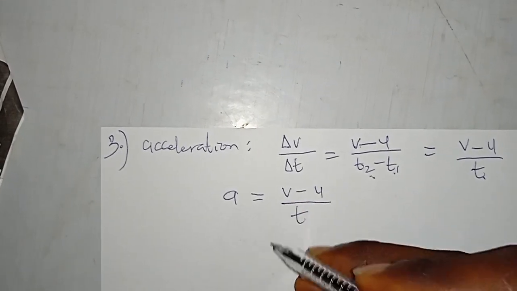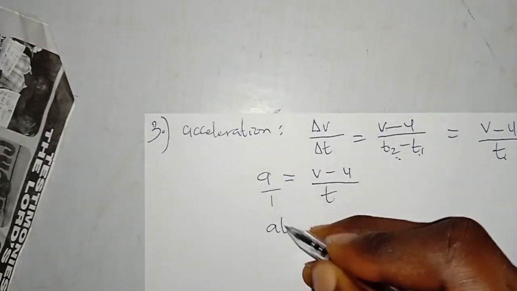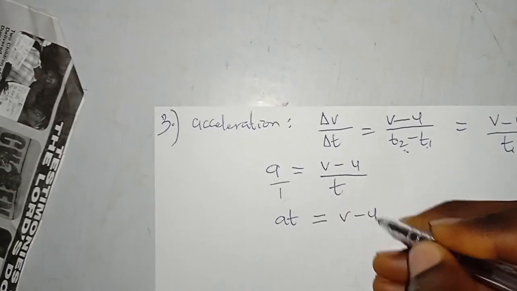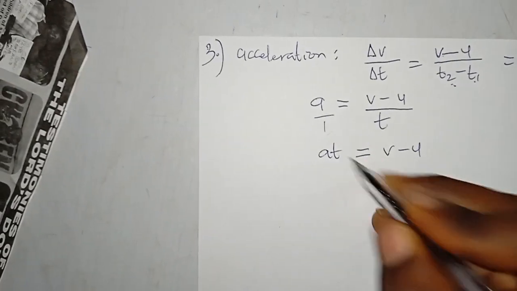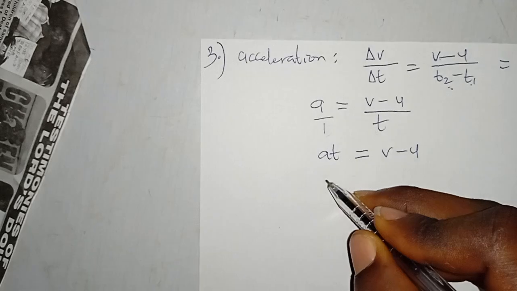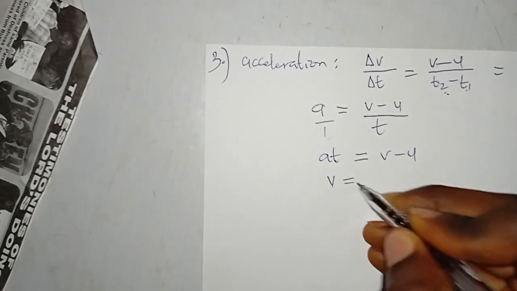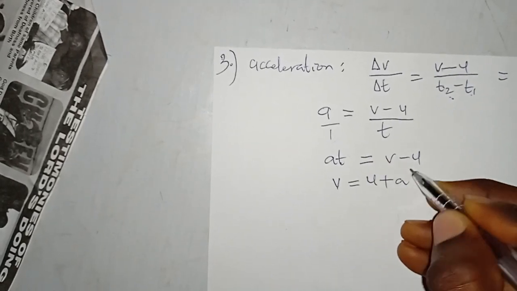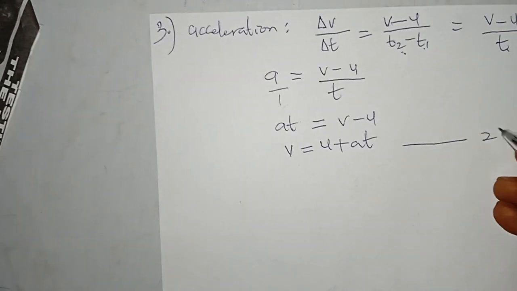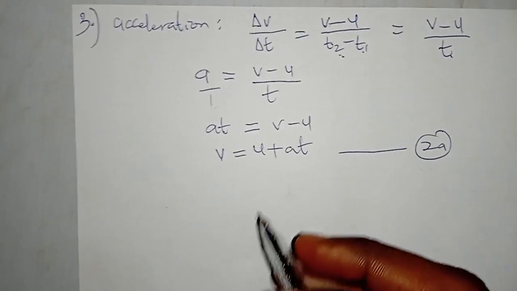Try to make v subject of the formula. You see that a will be this over 1, this will cross multiply. So you now have at equals v minus u. So that this becomes the same thing as v coming over here, that is this u coming over here. You have v equals, it moves over, becomes plus u: v equals u plus at, equation 2a. So this is equation 2, the second equation of motion.